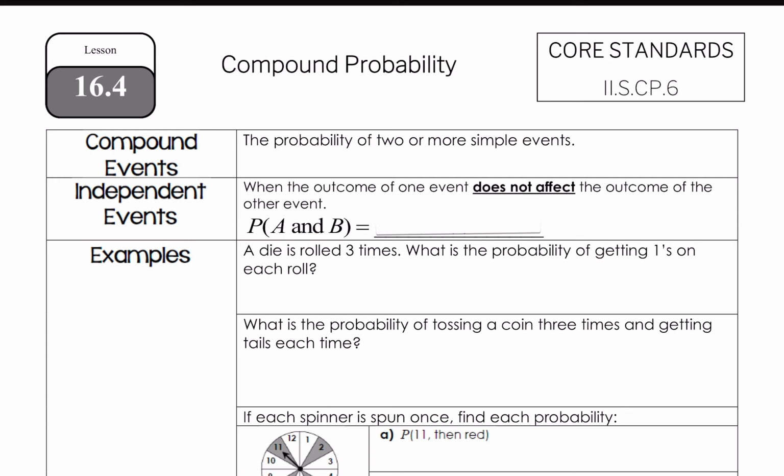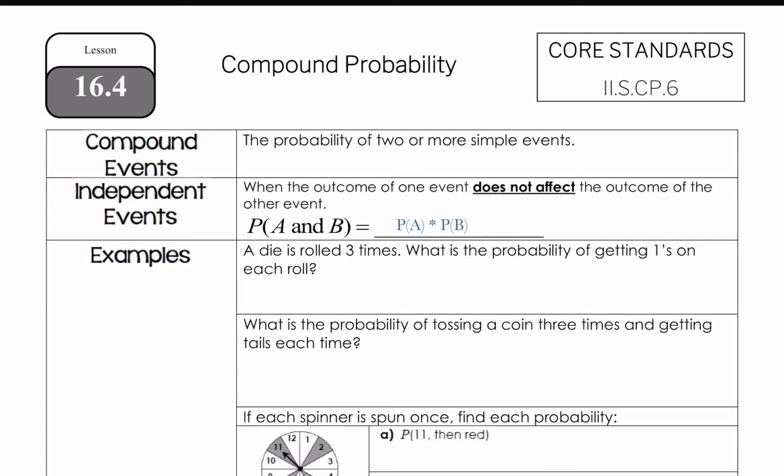An independent event is when the outcome of one event does not affect the outcome of the other event. Okay, so we have the probability of A and the probability of B. So the probability of just 2 different events. How we're going to solve for this is we're going to take the probability of A and we're going to multiply it by the probability of B. So we take our 2 probabilities and we just multiply them together.